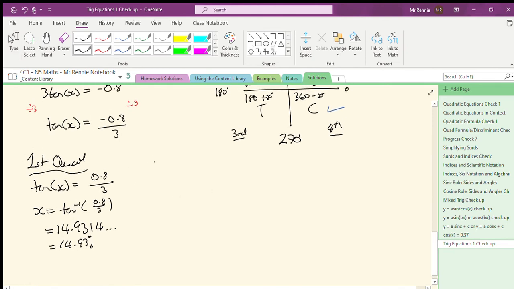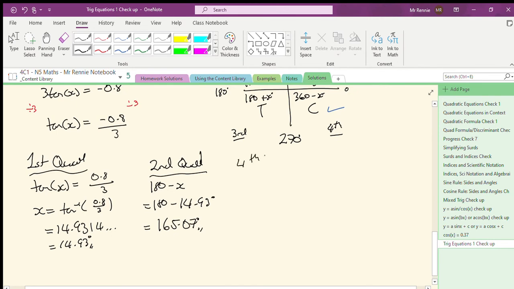So my first one is going to be located in the second quadrant. I'll do that over here. Rule is 180 minus x, so it's 180 minus 14.93 degrees, and that gives me an answer of 165.07 degrees.